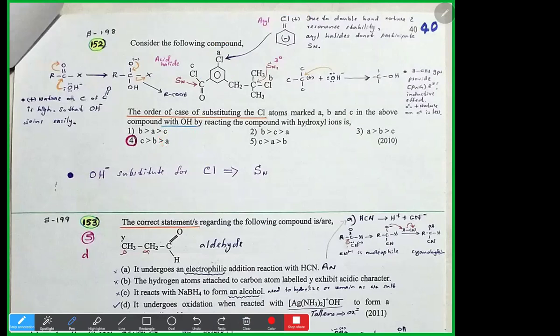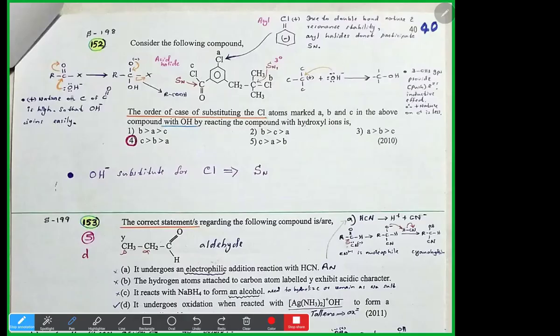Then moving to C, this is the acid halide part. The reaction goes this way, acid halide with OH minus, to make carboxylic acid very easily. The positive charge of this carbon is really high with this electron withdrawing group, so that halogen is a very easy leaving group. So the reaction is really faster.